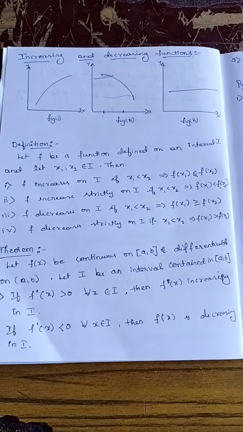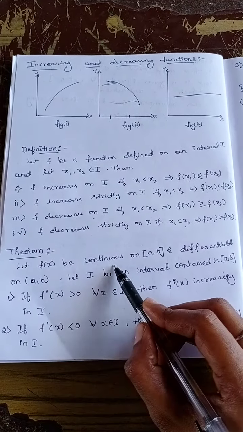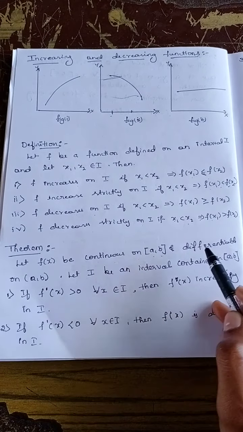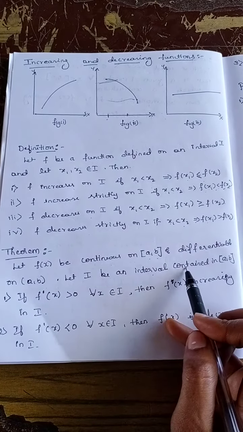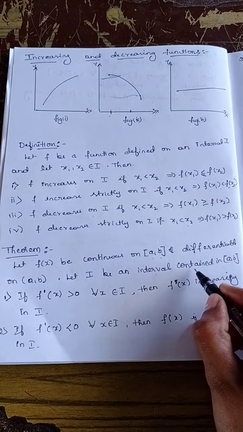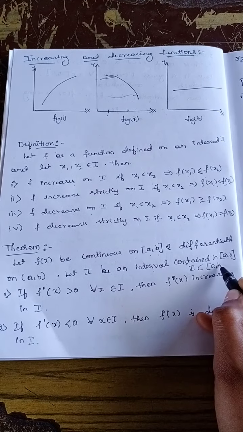Let us see one theorem. F of x is continuous on a closed interval a comma b and differentiable on the open interval a comma b. Let I be any interval contained in the closed interval a comma b.